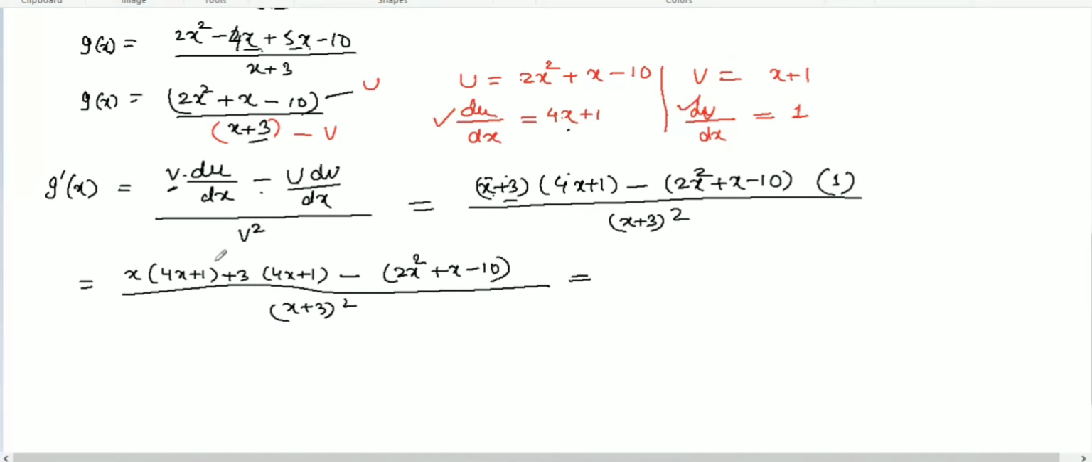Now we will write down here, multiply it out and open the bracket. So x multiplied by 4x is going to be 4x², plus x multiplied by 1, which is x, plus 3 multiplied by 4x, which is 12x, plus 3 multiplied by plus 1, which is plus 3, and then multiply by the minus sign and open the bracket. So this will be minus 2x², and then minus x, and then plus 10.